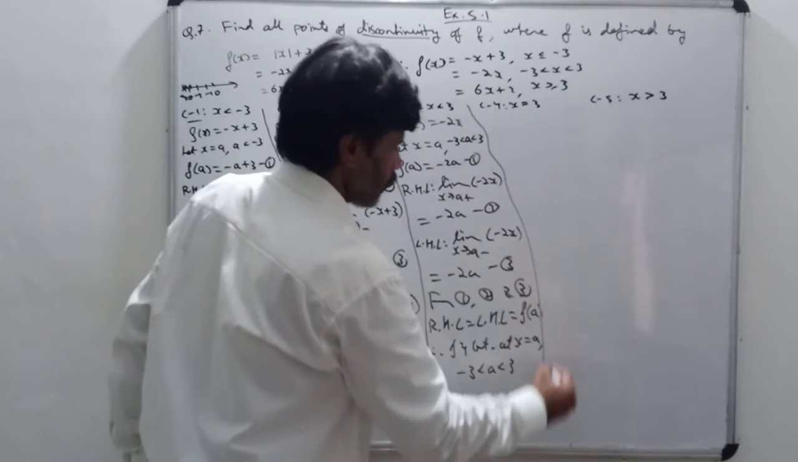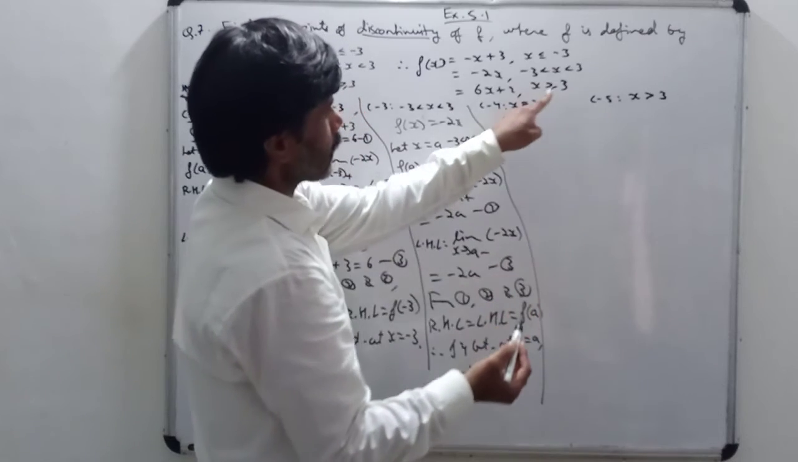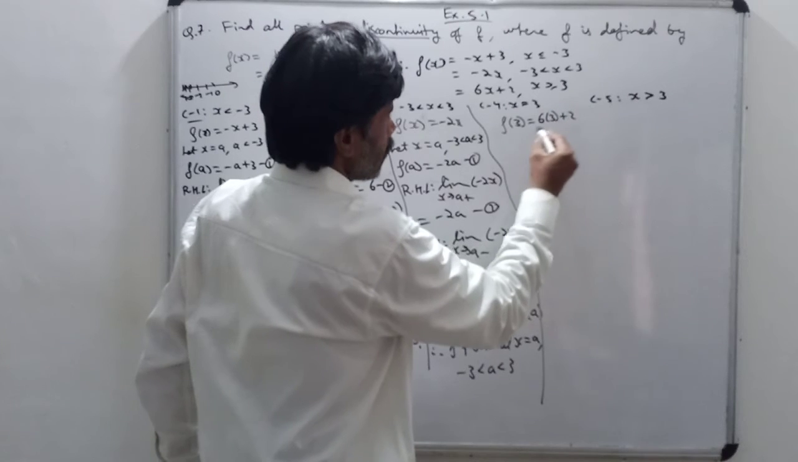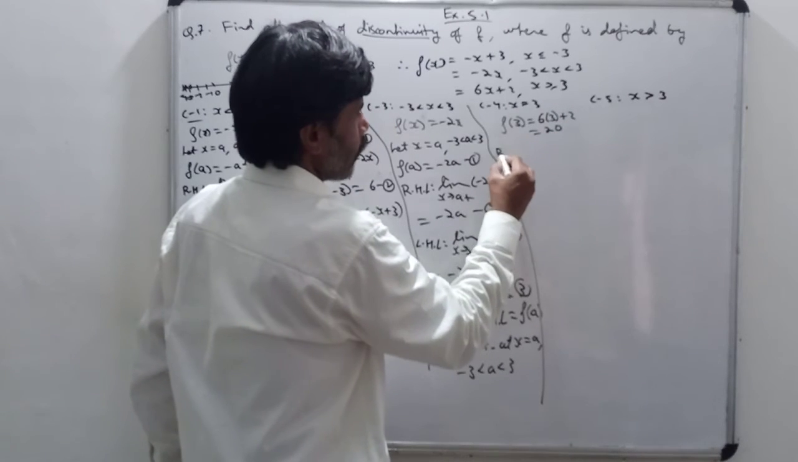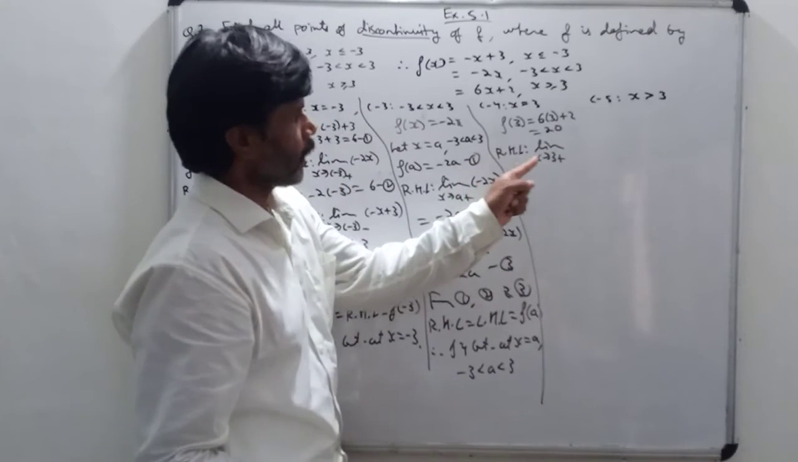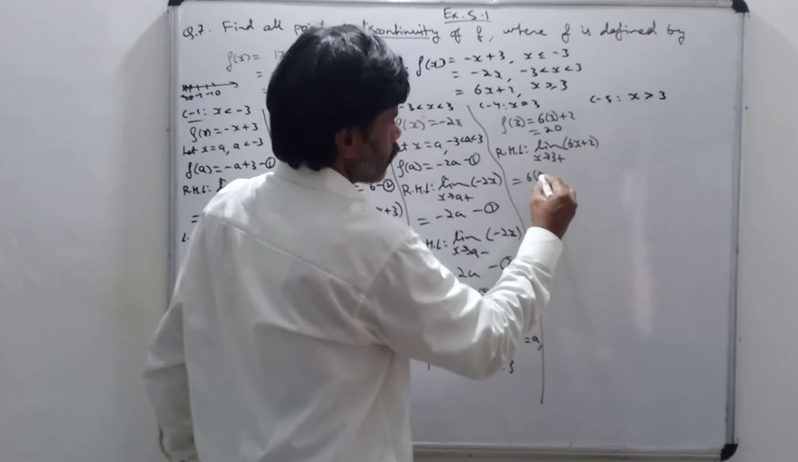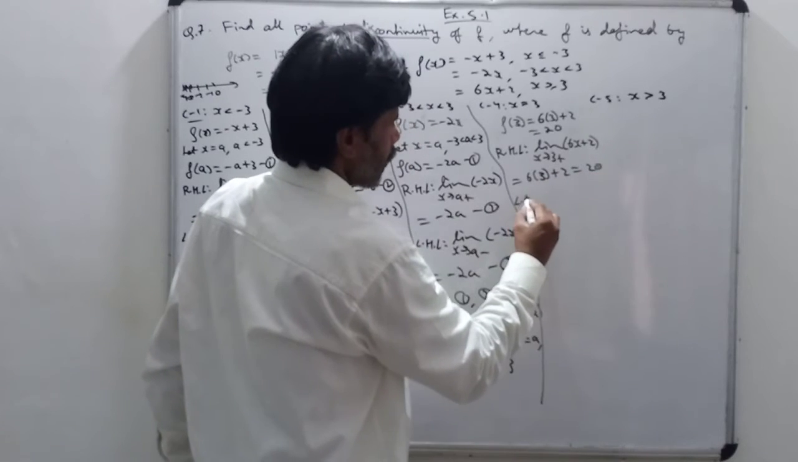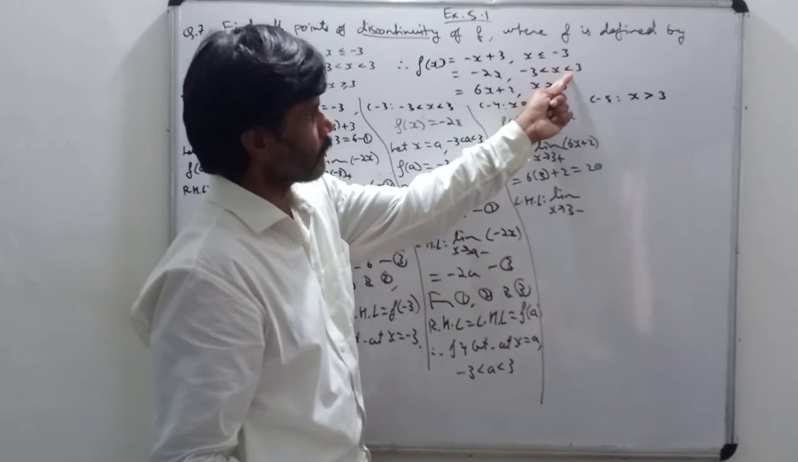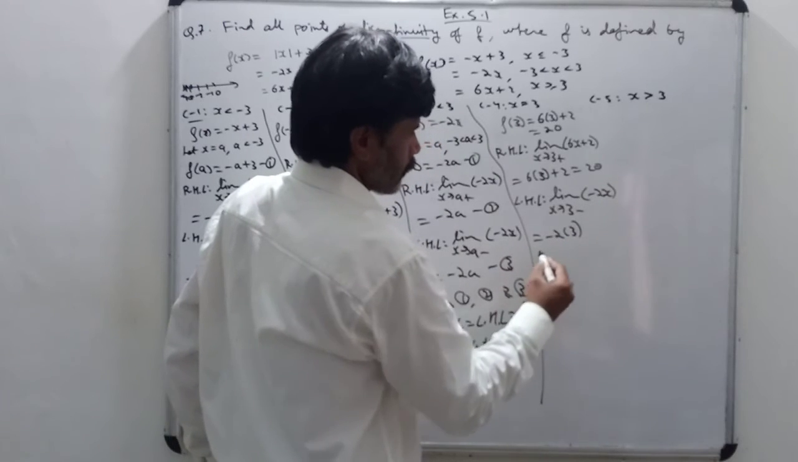Okay, case number 4. For x = 3, we will find f(3), a fixed value. When x = 3, what is the function? 6x + 2, that is 6 into 3 plus 2, that is 18 plus 2, 20. Now we'll find out RHL, limit x tends to 3 plus. 3 plus means it is greater than 3, so the function is 6x + 2. Apply the limit, 6 into 3 plus 2, 20. Now find LHL, limit x tends to 3 minus. When x is less than 3, what is the function? -2x. Apply the limit, -2 into 3, so that is -6.